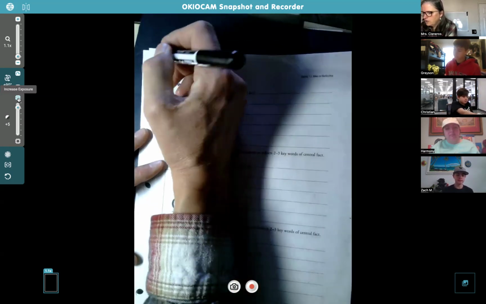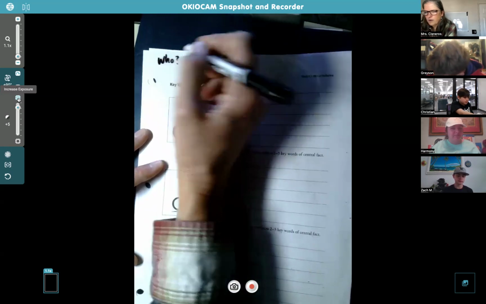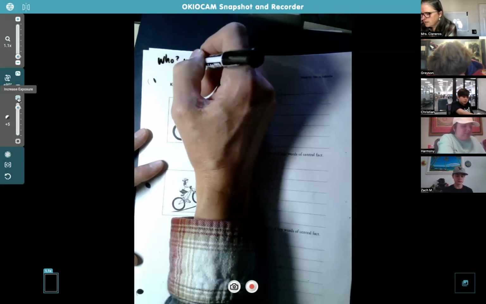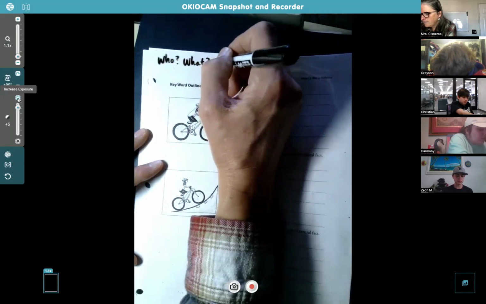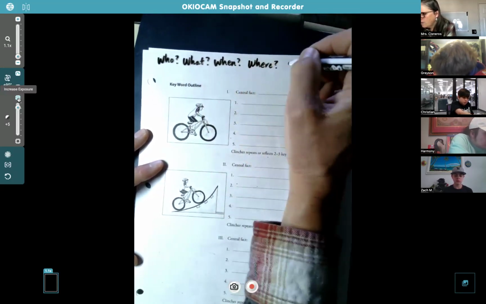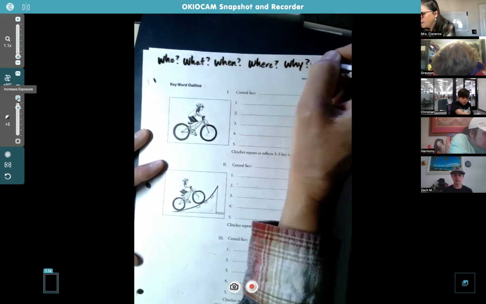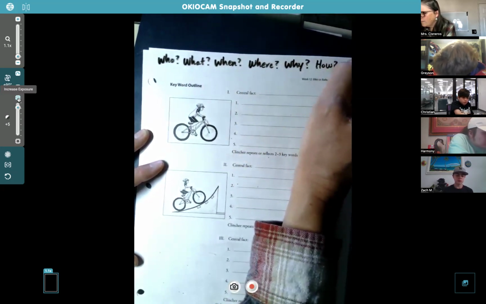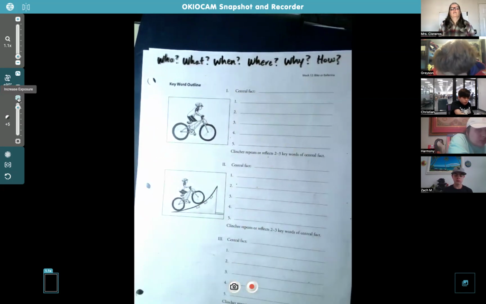We've got who, and I'm going to put a question mark, what, when, where, why, and how. We call these the big six. These are the six main question words that we use when we ask a question or write down a question. These are the first words of the sentence in English that are question words.